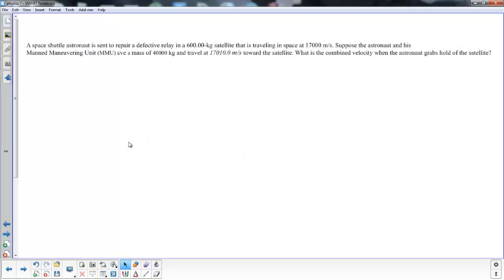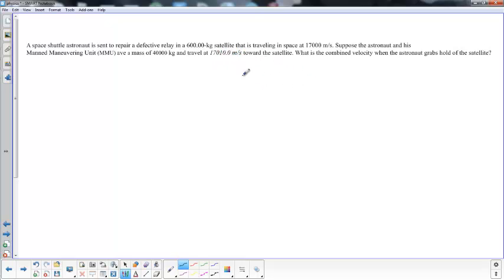Next up, a space shuttle astronaut is sent to repair a defective relay in a 600 kilogram satellite that is traveling in space at 17,000 meters per second. Suppose the astronaut and his manned maneuvering unit, the MMU, have a mass of 40,000 kilograms and travel at 17,010 meters per second towards the satellite.